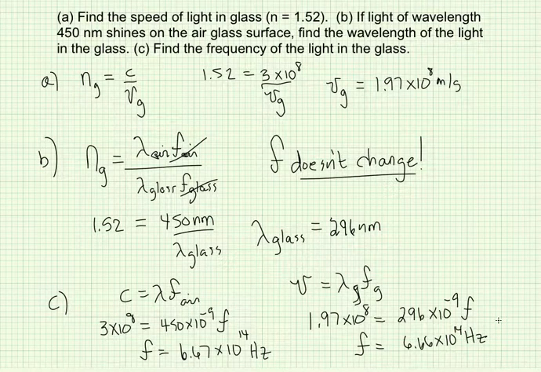The big idea is simply that the index of refraction tells you how optically dense the medium is. The bigger the n value, the more the light's going to slow down. As the light slows down, the wavelength is going to change, but the frequency won't.